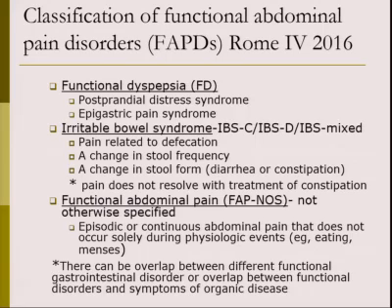And then the third category is functional abdominal pain not otherwise specified, which is episodic or continuous abdominal pain that does not occur solely during physiologic events such as eating or having a bowel movement. And it's important to recognize that there can be overlap between different forms of functional abdominal pain, so that you can have functional dyspepsia and IBS at the same time. And the fact that you have functional abdominal pain does not exclude the presence of another organic disease. So that, as an example, we see many patients with inflammatory bowel disease that may have an IBS overlay, so that you can have both.